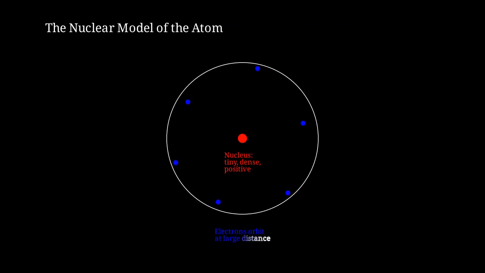Rutherford realized that all the positive charge and most of the mass must be concentrated in a tiny region at the center of the atom. He proposed what we now call the nuclear model, a tiny, dense, positively charged nucleus surrounded by a cloud of electrons. The nucleus contains all the positive charge concentrated in a region about 10 to the negative 14 meters across. That's 10,000 times smaller than the atom itself.